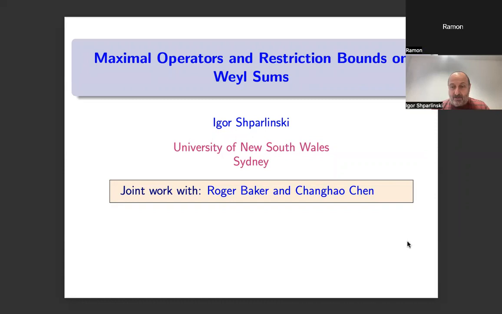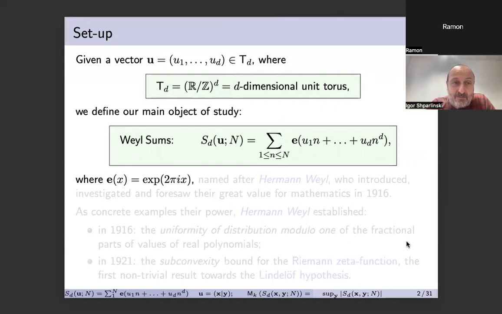Okay, so let me start with setting up the notation. I will be denoting by T sub D the D-dimensional unit torus. And then for a vector U on this torus, I define the Weyl sum using this standard notation for the exponential function E of X. So it's a sum of exponentials of a polynomial in n with coefficients which are controlled by my vector U. And n runs between 1 and capital N.